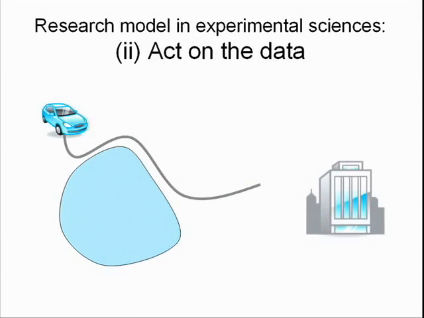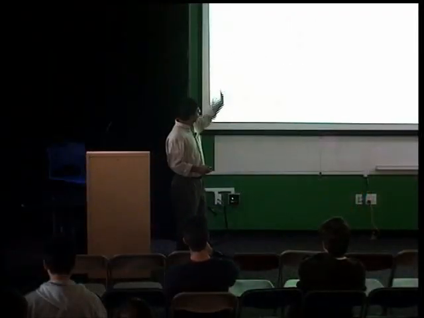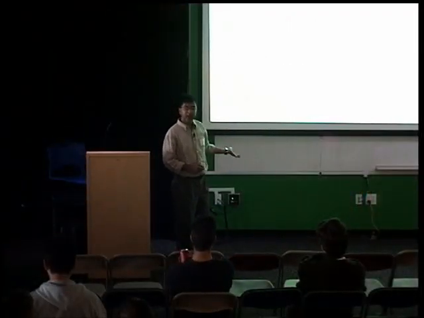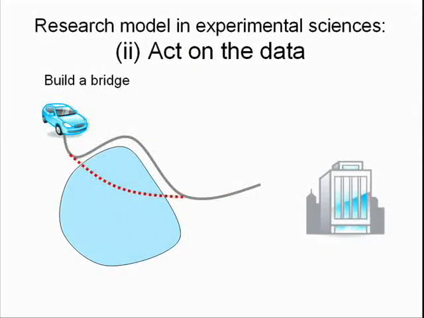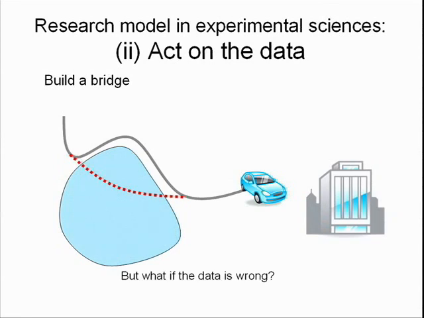The next step after finding bottlenecks is that we act on the data. In this particular case, we might realize that we should build a bridge across this lake and thus avoid this bend, which is particularly slow for the commute. This bridge hopefully allows you to do your commute faster. But what if the data is wrong? What if we have identified the wrong bottleneck? In that case, we end up with a bridge that nobody needs.